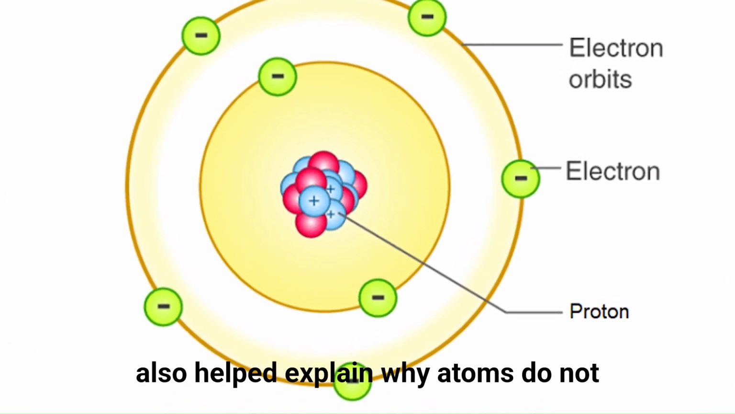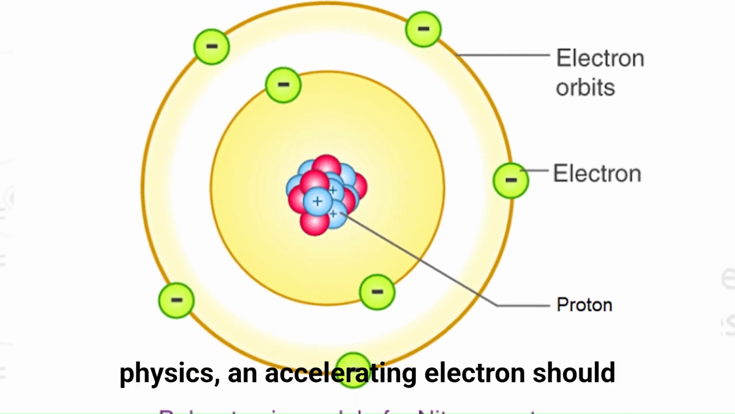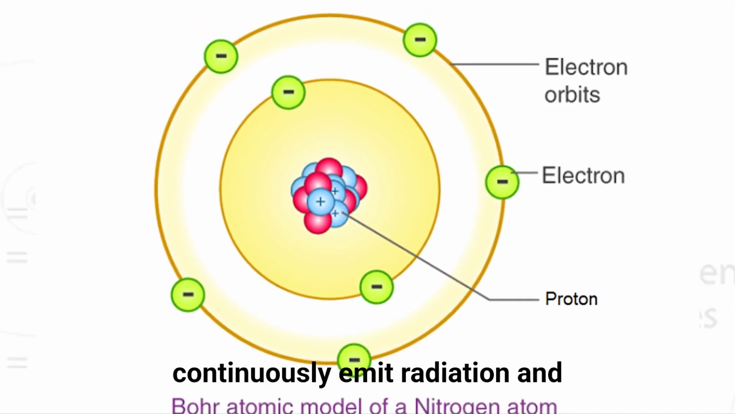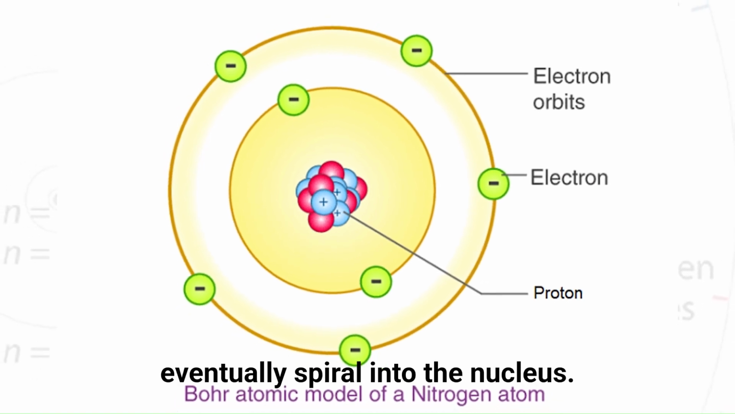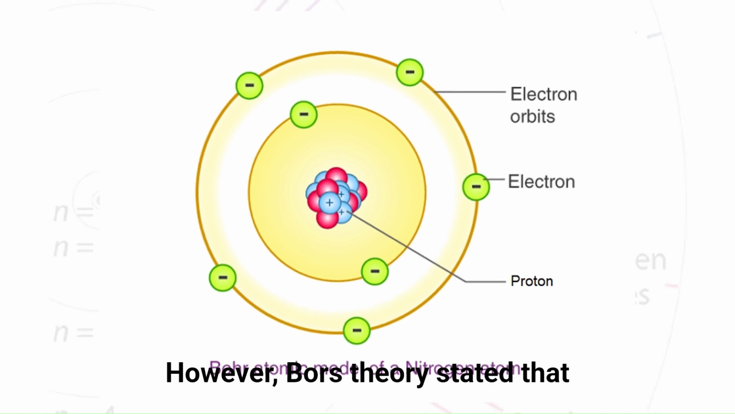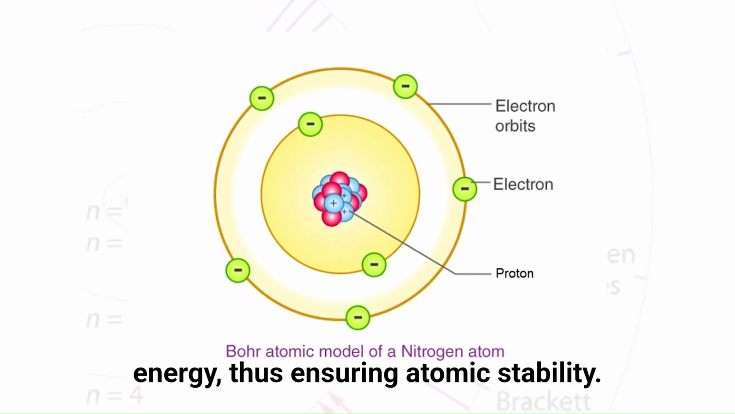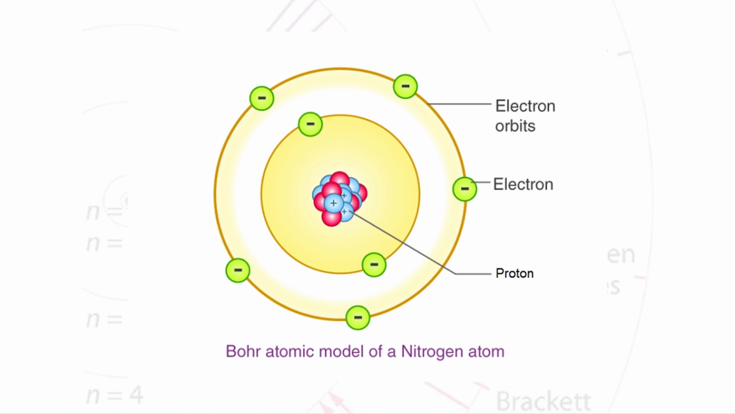Bohr's model also helped explain why atoms do not collapse. According to classical physics, an accelerating electron should continuously emit radiation and eventually spiral into the nucleus. However, Bohr's theory stated that electrons in stable orbits do not emit energy, thus ensuring atomic stability.